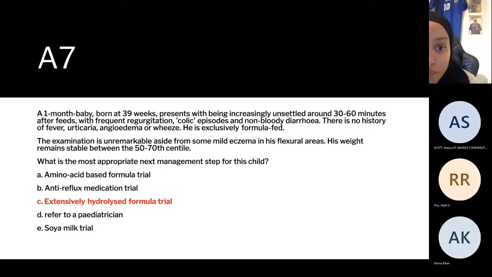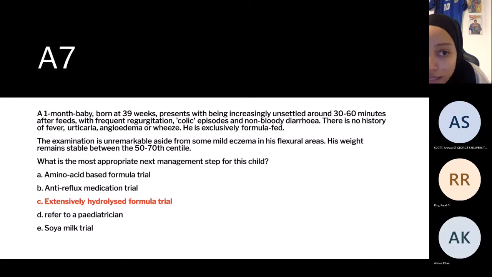If we quickly go through the question itself, we have a 1-month baby who increasingly has become unsettled, usually around 30 to 60 minutes after their feeds. They have frequent regurgitation and colic episodes, and sometimes they'll have non-bloody diarrhea. There is no history of fever, urticaria, angioedema, or wheeze, and they're exclusively formula fed. There's some mild eczema in the flexural areas, but their weight remains stable. What would the most appropriate management be?